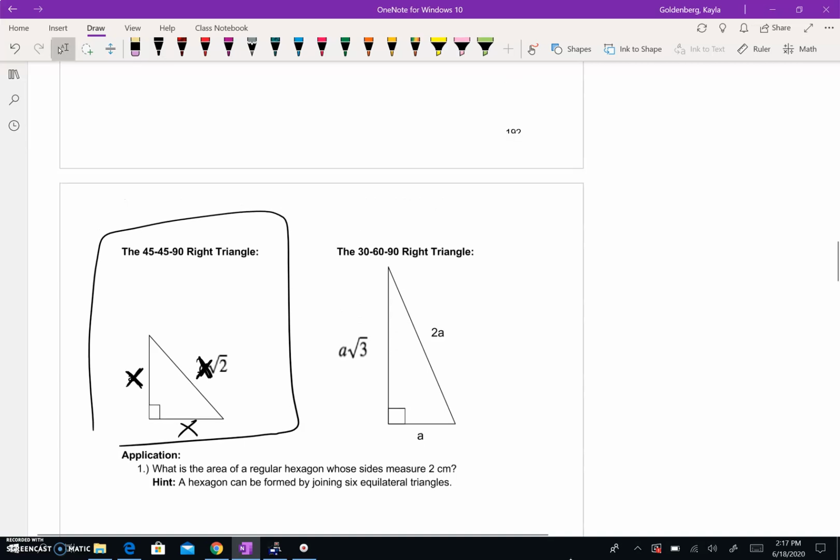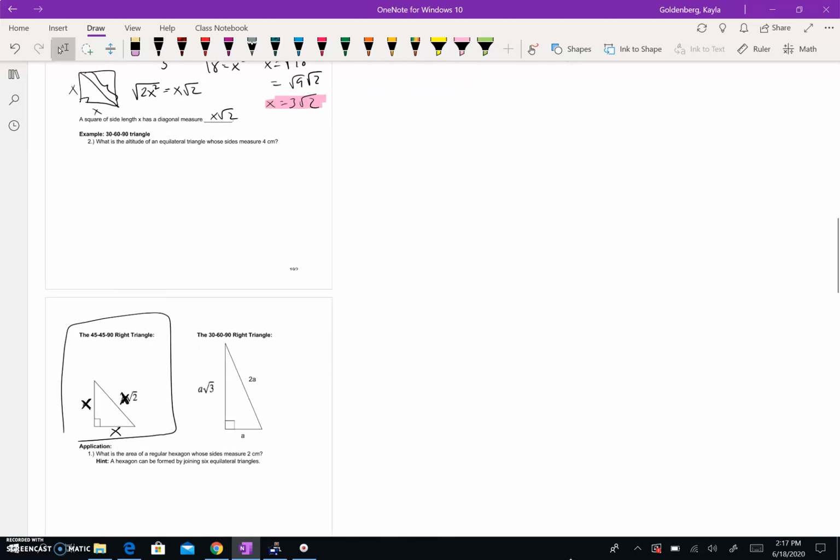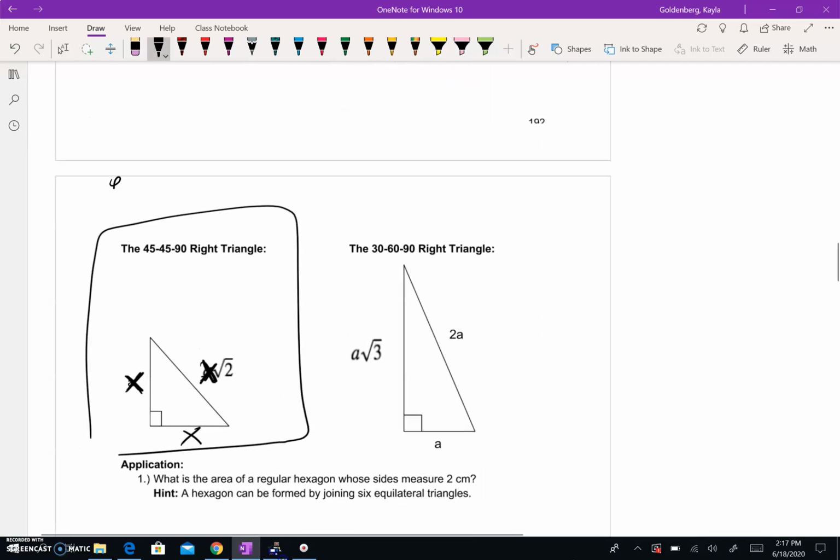Okay, and that's going to be something that you'll use to solve for problems. You can put an example over here if you want. So here's a 45, 45, 90 triangle. Notice I've added the angles to show that it is. You could have 5, 5, and 5 root 2.